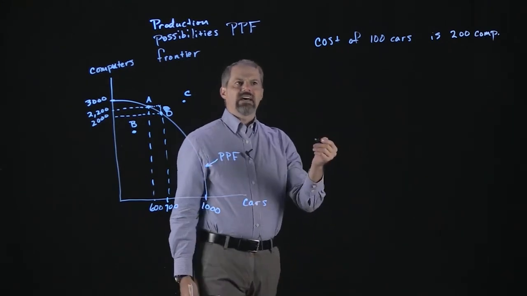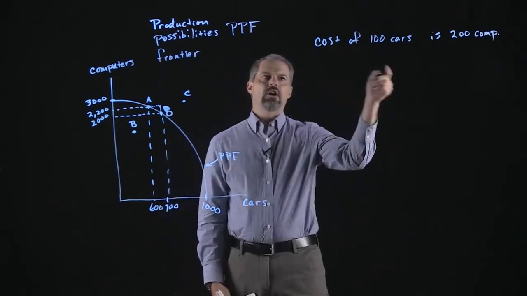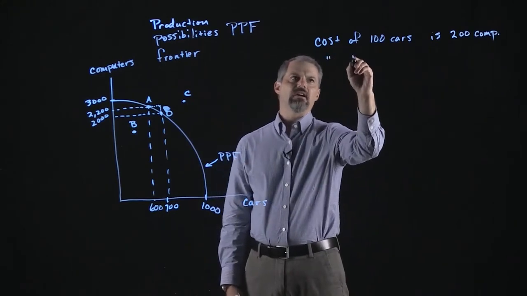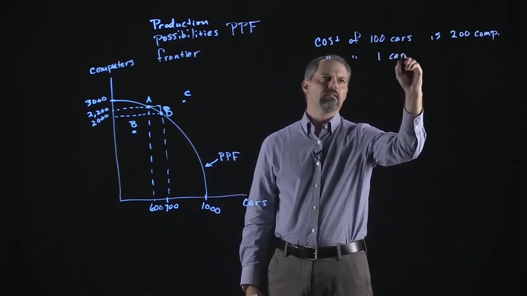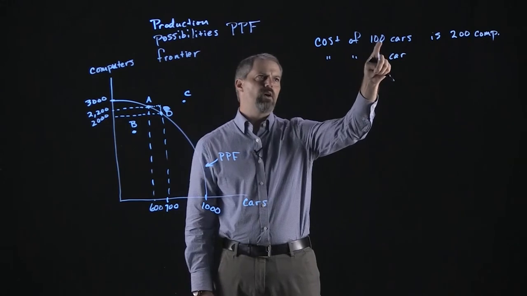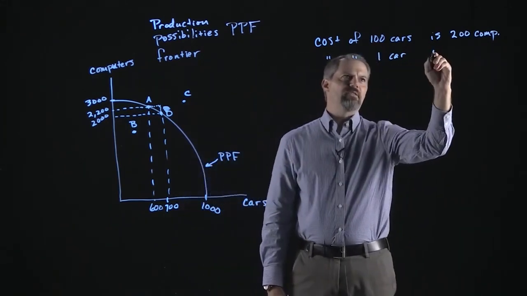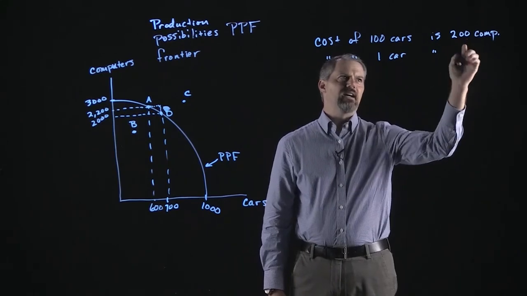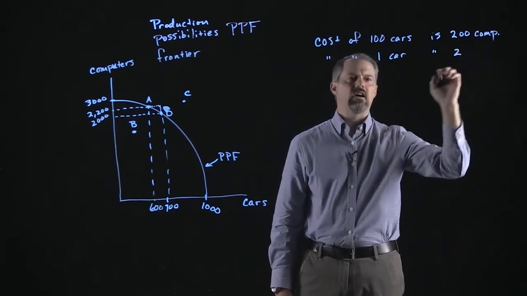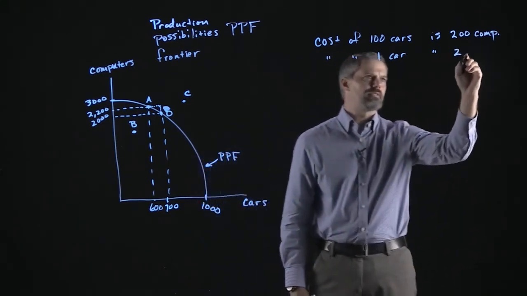We can change that to see how much each car cost us. So if we said the cost of one car, if we want to turn that 100 into a 1, we've got to divide it by 100. But that means we also have to divide this by 100. So that says that the cost of each car is 2 computers.